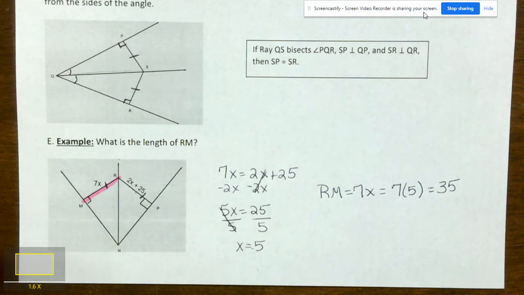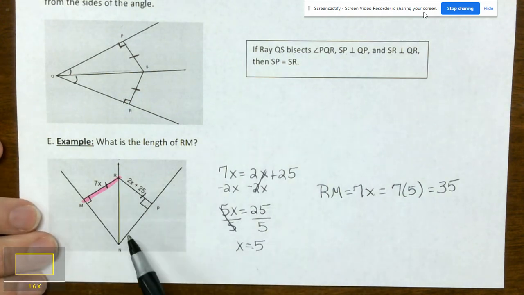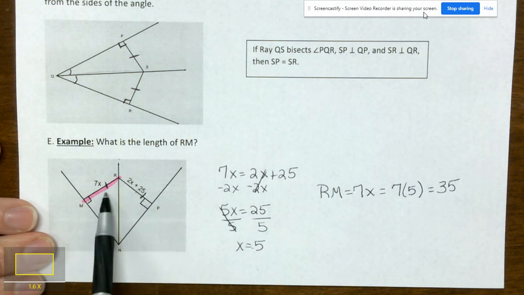So anytime you have an angle bisector, then you know that these two sides here are also going to be equal to each other.